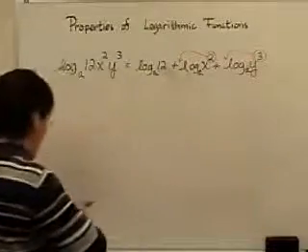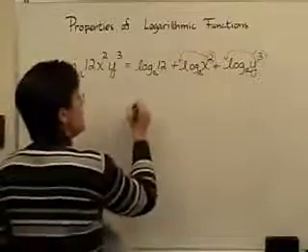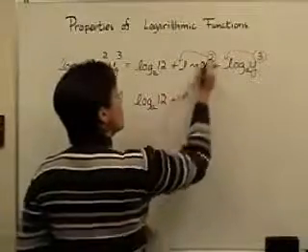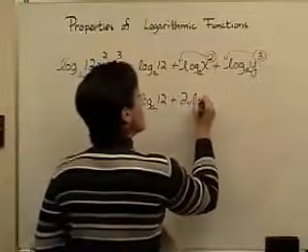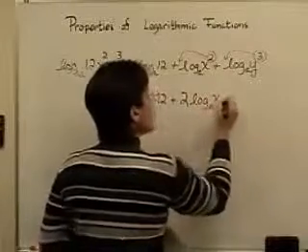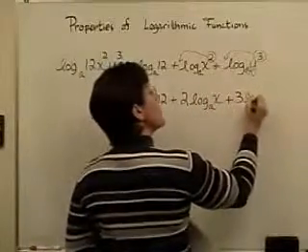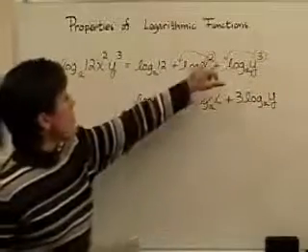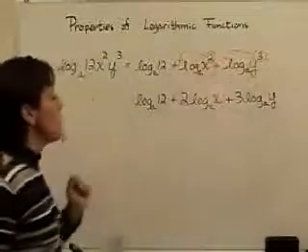And so another step might be to keep the log of 12, where the base is a, but to bring this 2 down in front, so I'll have 2 times the log of x, where the base is a, plus 3 times the log of y, where the base is a. So again, notice that I brought the 2 down in front and the 3 down in front.